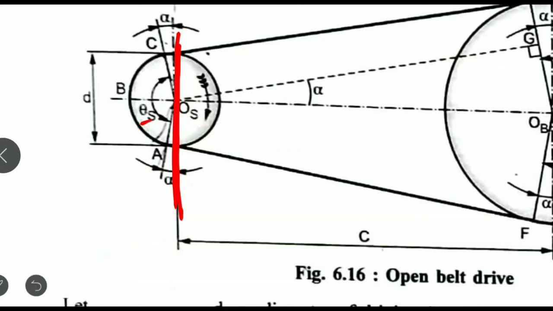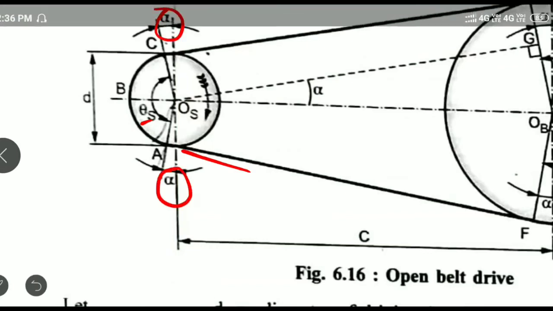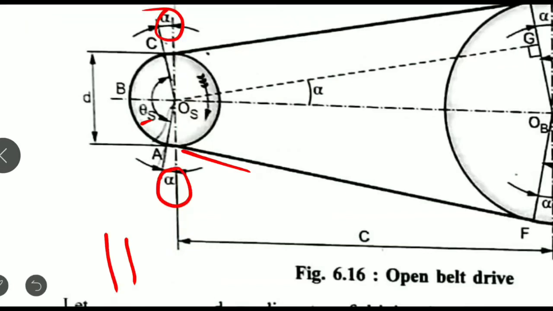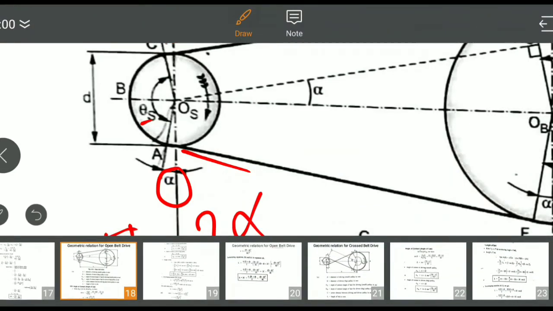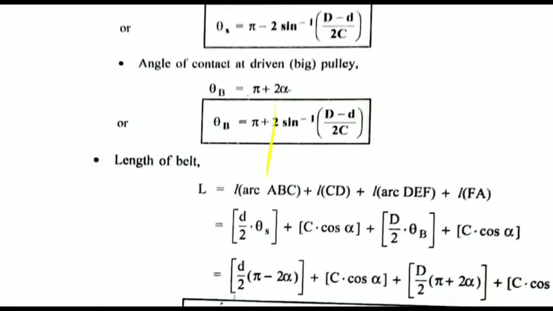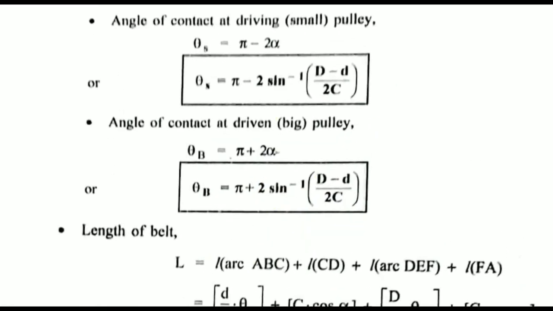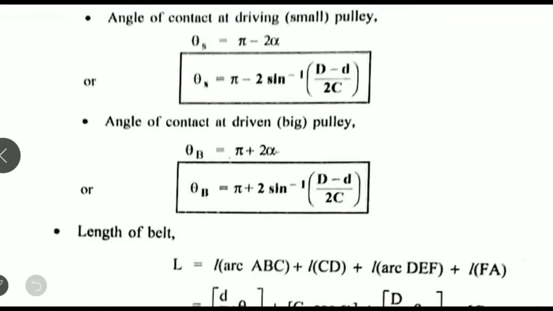See, from this, the belt is going to release with respect to angle alpha, on both sides. So pi minus alpha, correct? Two sides, so can I write pi minus 2 alpha? So that equation we get, and therefore theta s is equal to pi minus 2 alpha. Everybody understood? So alpha is this much, sine inverse we have calculated. Sine alpha is equal to, therefore, sine inverse of (D minus d) divided by 2C. So this will be the angle of contact for the smaller pulley.